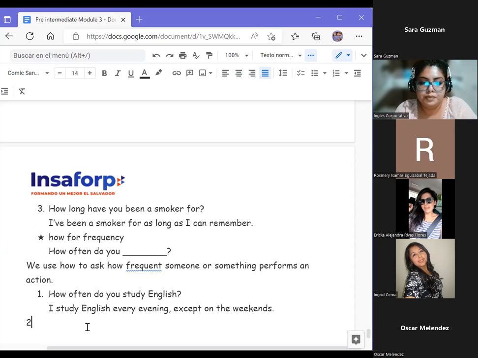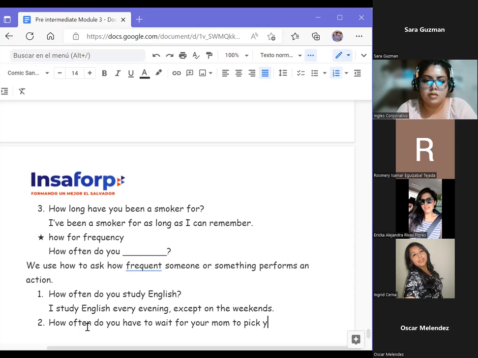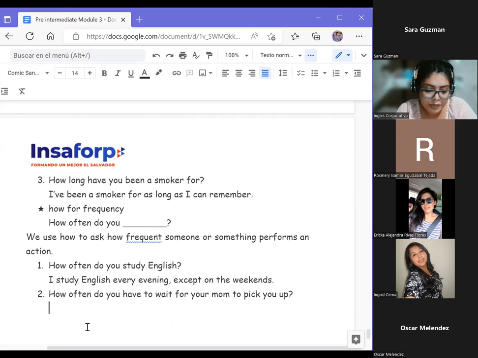Then we have number two. How often do you have to wait for your mom to pick you up? ¿Cuánto tiempo tienes que esperar para que tu madre te recoja? That's the question. And we can answer like this. I rarely wait for my mom to pick me up. I usually only wait when she is stuck in traffic.